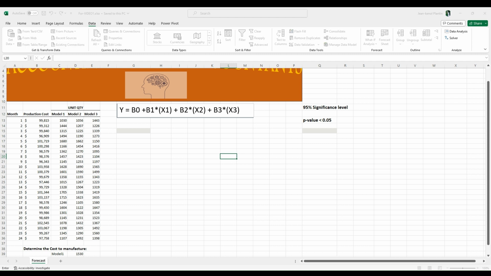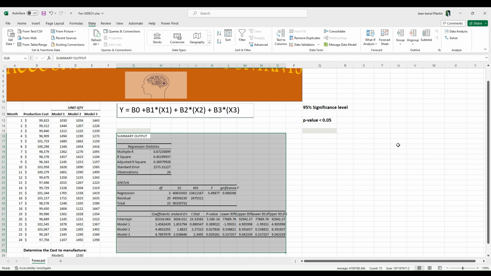The Y is our dependent variable that we want to forecast. This is the cost of production. You're going to make sure you put the cost of production. And the X are the different models, and you're going to make sure you take all of them. And since we included the labels, we're going to check Labels. And we want to have the result on the same page, and we're going to have it here. We run our regression.